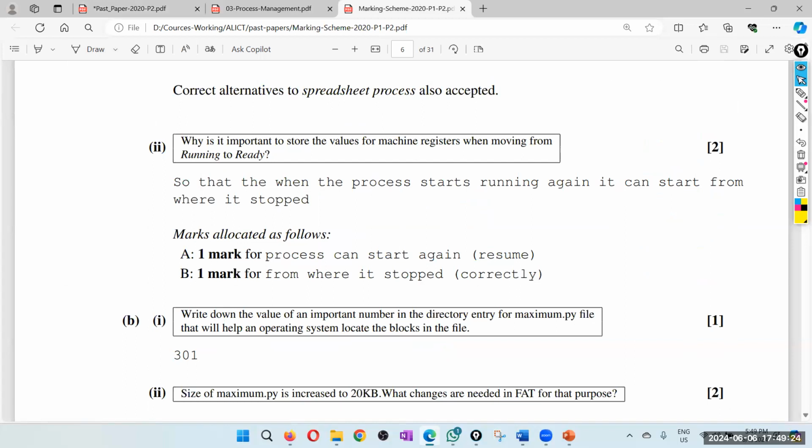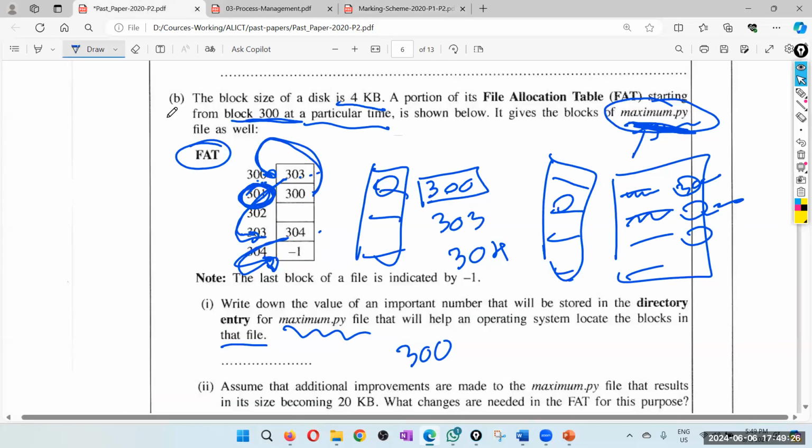So it's a tricky question because the explanation is a little bit fussy. I thought the file starts at 300, but according to the examiner's interpretation, it's about the disk starting at 300 and the disk ending at 304. I think that is what it says, right? Partition of the starting from block 300 at a particular time. So it doesn't say this is for a file, but for a partition. So therefore, the important entry must be 301 to locate this file.